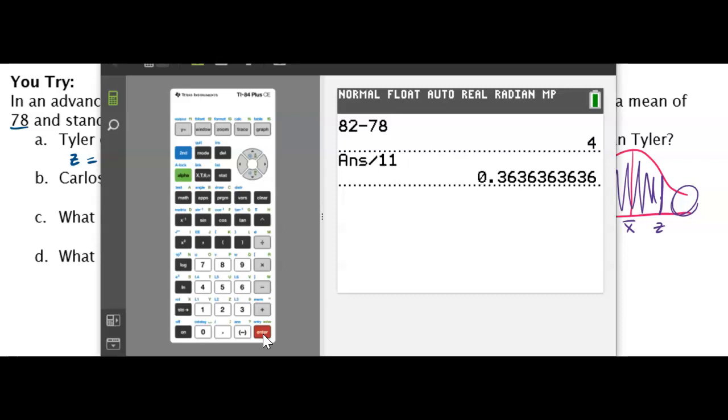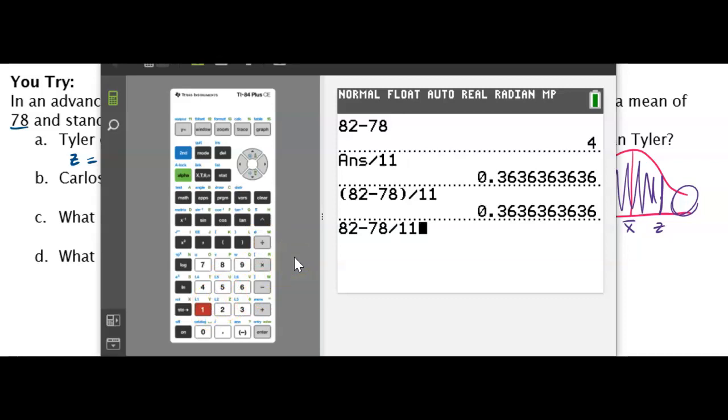Remember, we always do 2 decimal places. Another correct way would be to do, in parentheses, 82 minus 78, close your parentheses, and then divide by 11. So you're doing it all in one step. It's really important that you tell the calculator that 82 minus 78 goes together in the numerator. If you just did 82 minus 78 divided by 11, your calculator is going to follow order of operations. So it's going to do 78 divided by 11, and then 82 minus that number. You see how you get a totally different number. And if you did this, you would notice that 74.991 is a ridiculous z-score. It doesn't go up that high, so you'd know you made a mistake.